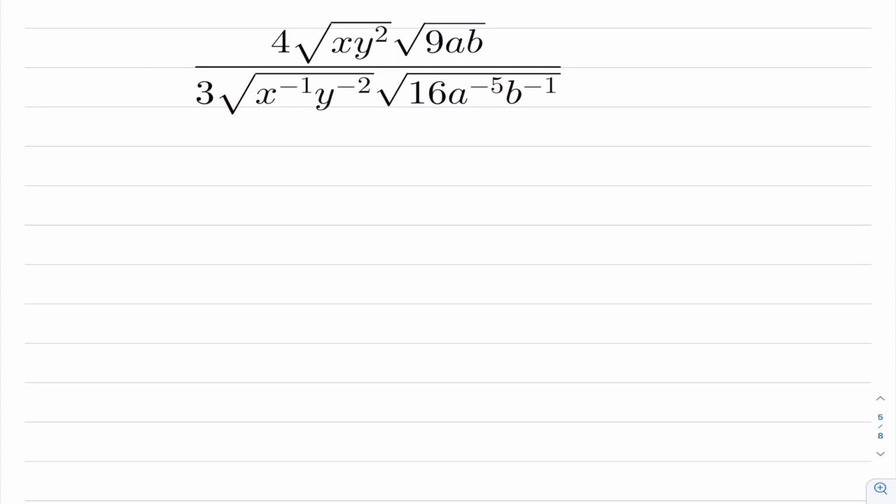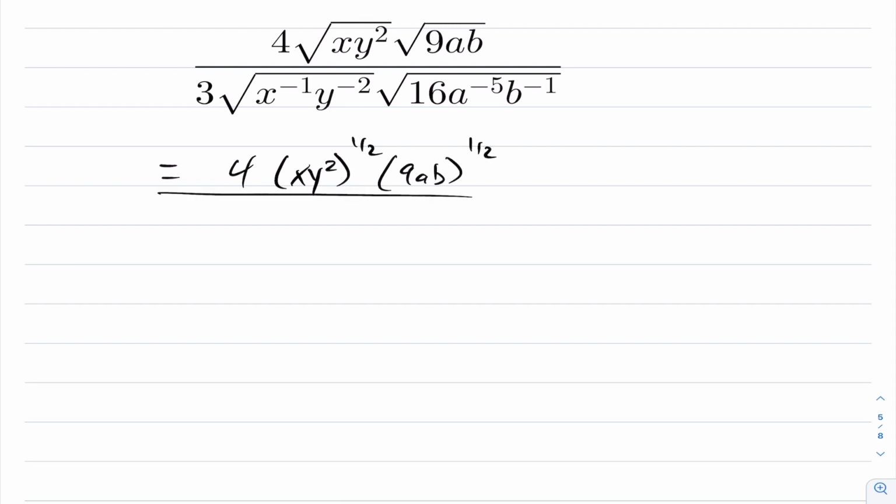In the next example here, same idea. We want to go right to exponential form. So I'm going to go ahead and do that. I'm going to take the xy squared and write it as xy squared to the power of 1/2. I'll take that root here, and this will be 9ab, again to the power of 1/2, divided by 3, again putting that to the power of 1/2, and likewise for the last term here.